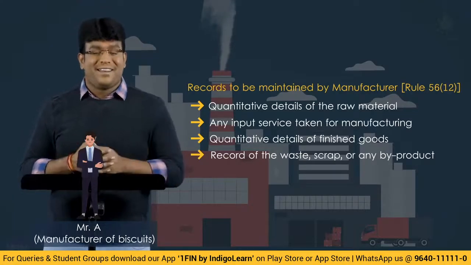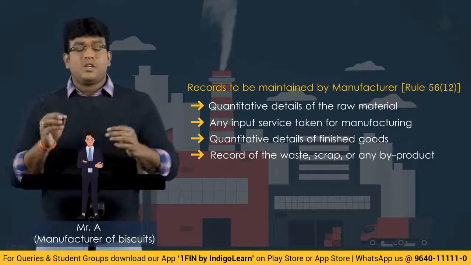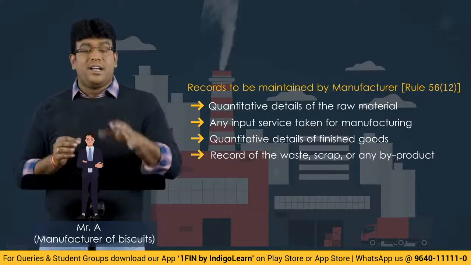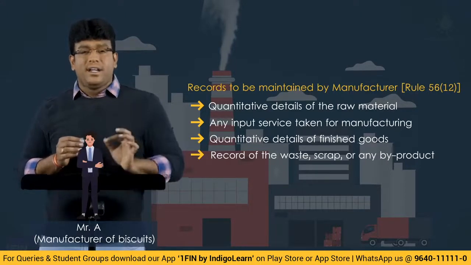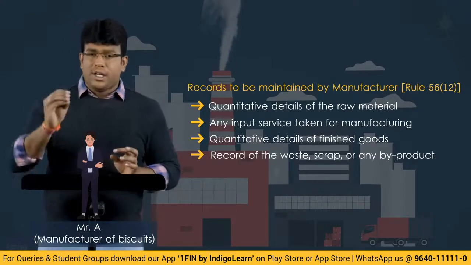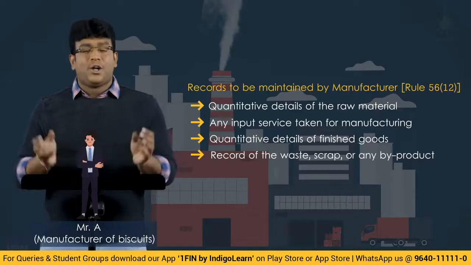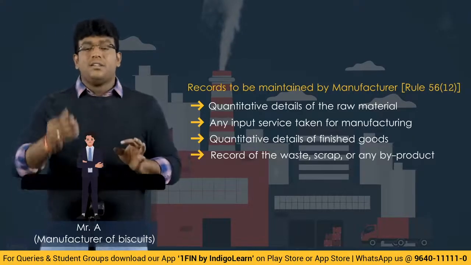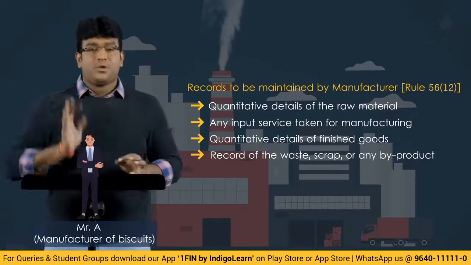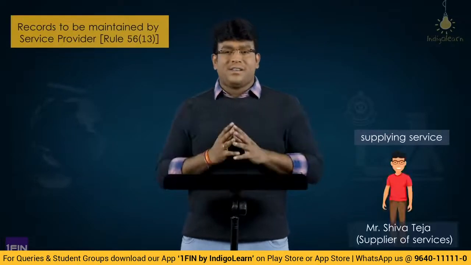Any possibility is there. So apart from normal records, he should maintain these additional records related to quantitative details of raw materials, and also the details of input services, and also the quantitative details of the finished goods which have been produced. In the same lines, if you look at what are the records to be maintained by a service provider, that is somebody like Shivateja who is engaged in supplying services.